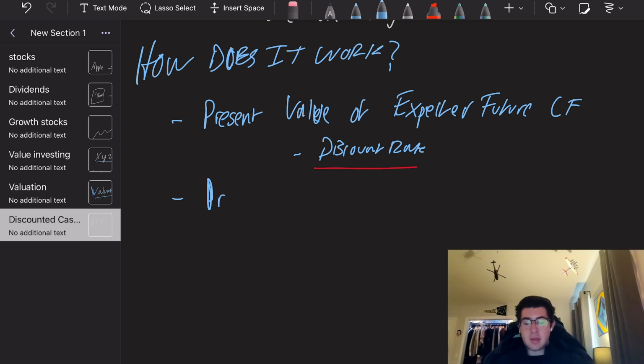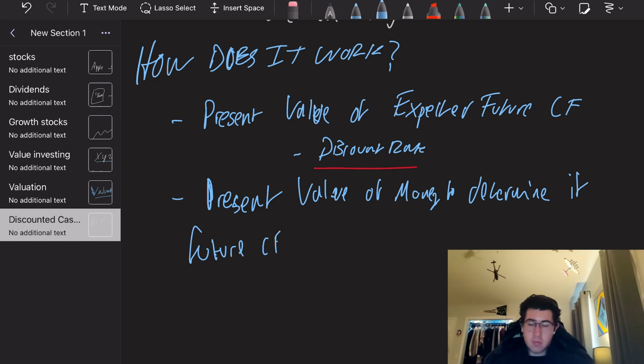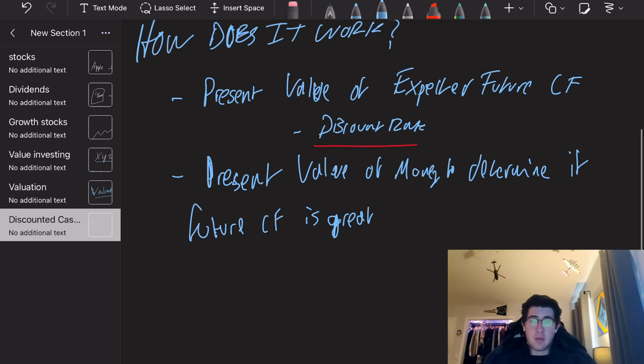So here, let me write this out. It's probably easier. Present. So you can use the present value of money to determine if the future cash flow is greater than the value of the initial investment.